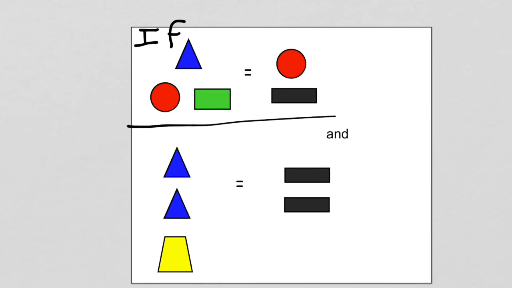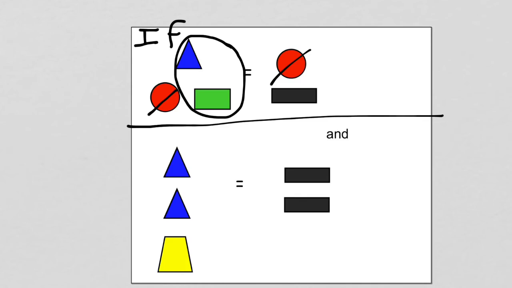So let's separate this into parts here. I'm going to start with the top part. If you look at this part, there's a red circle there and a red circle there. That can be canceled, because I took away one from one side of the equal sign, I have to take away one from the other. Now look at this. I have one black rectangle is equal to a blue triangle and a green rectangle.